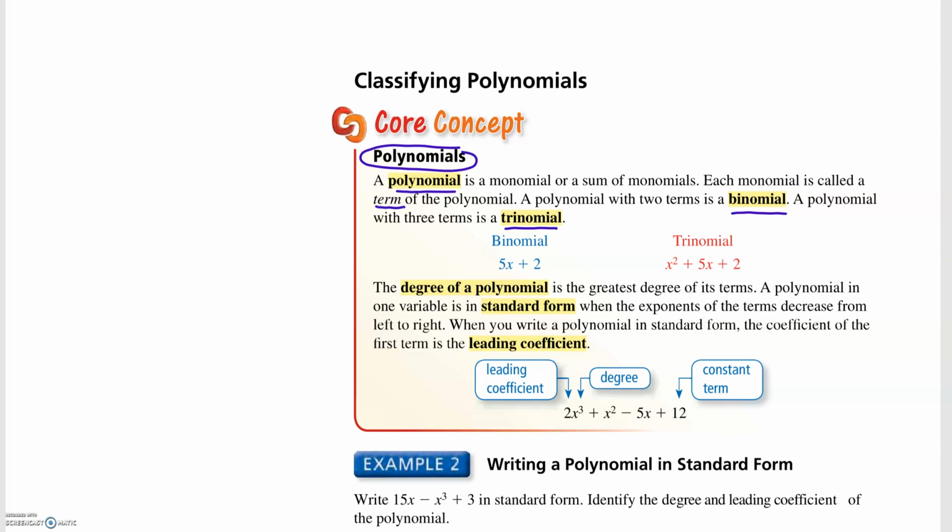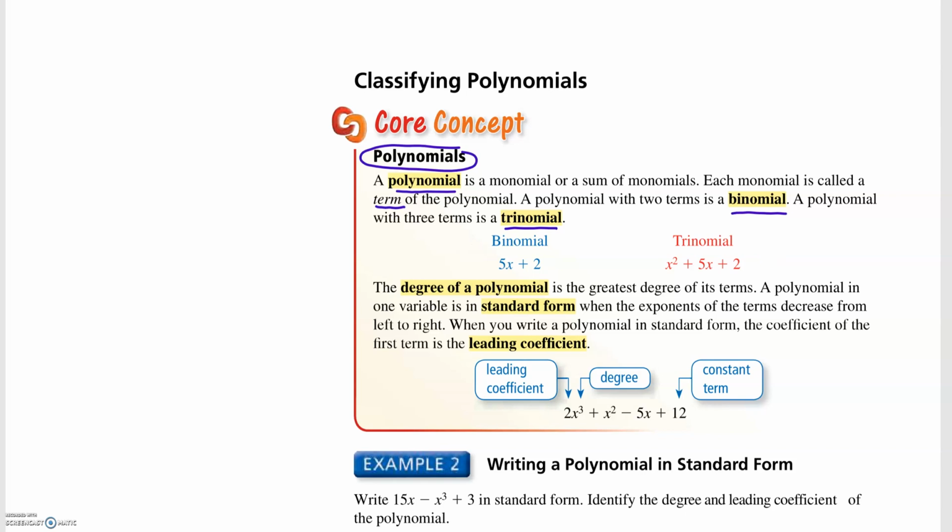All right, so here's an example of a binomial, and here's an example of a trinomial. Notice 5x plus 2, there are 2 things added together, 2 monomials added together. This trinomial has 3 monomials added together.